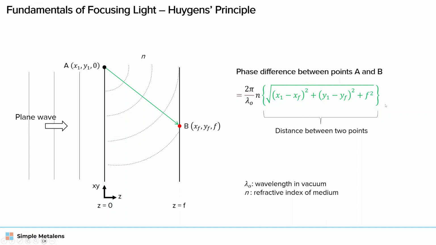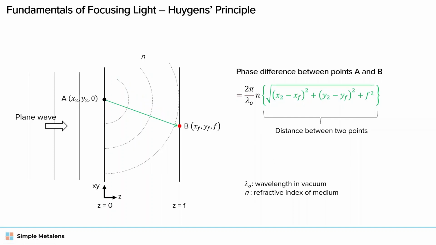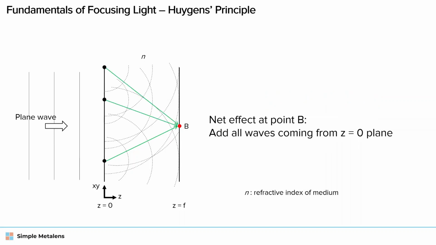So this portion is the distance between the 2 points, and here we can see that the phase difference is proportional to distance. And we can do the same thing to the next point. We have another point here generating a spherical wave, and its phase difference is given by the same equation. We do the same thing to the next point and again and again.